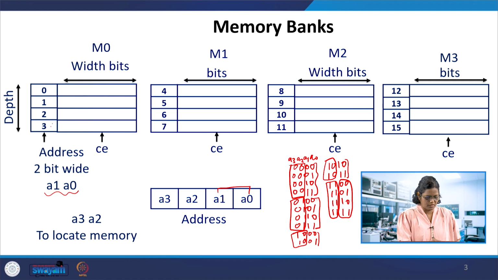So this is the depth. Again this will be 0, 0, 0, 1, 1, 0, 1, 1, and 0, 0, 1, 0, 0, 1, 1, 0, 1, 1, and similarly here. Here we have just shown you that the width here can also be used to locate the memory, with the other bits A2 and A3.